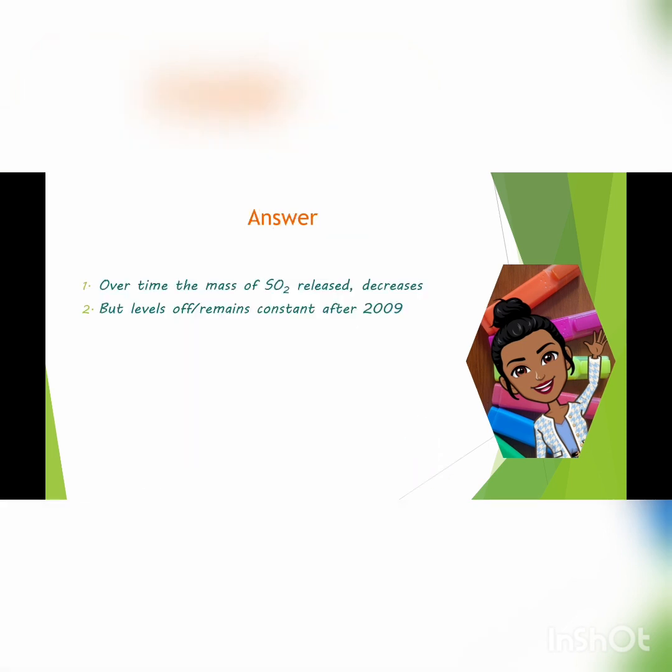To get full marks for this question, you need to say that over time the mass of SO2 released has decreased, but levels off and remains constant after 2009. So you're describing the whole trend there.